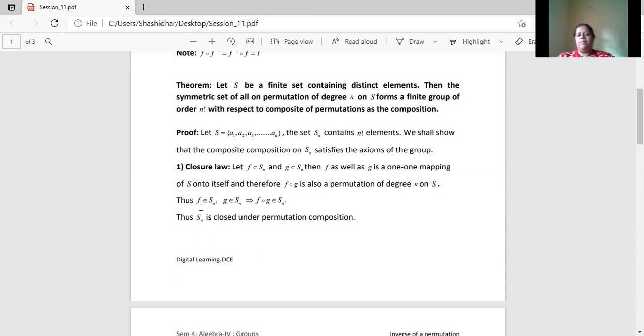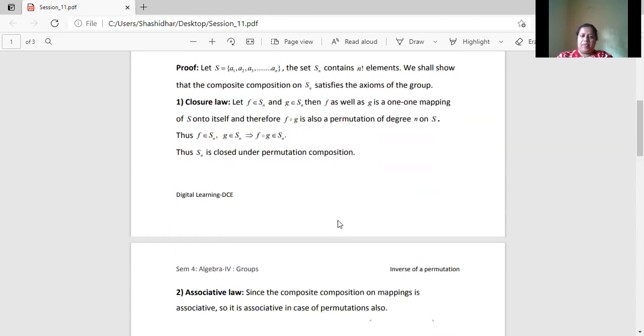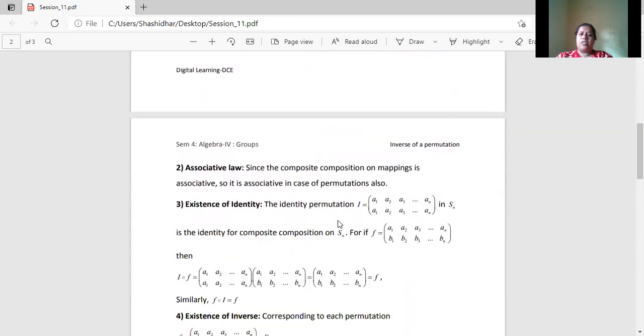In the same way here, F belongs to Sn, G belongs to Sn. That implies F composition G also belongs to Sn. Hence, we can say that Sn is closed under permutation composition. Then we'll see the associative law, second axiom. Since the composition on mappings is associative, it is associative in the case of permutations also.